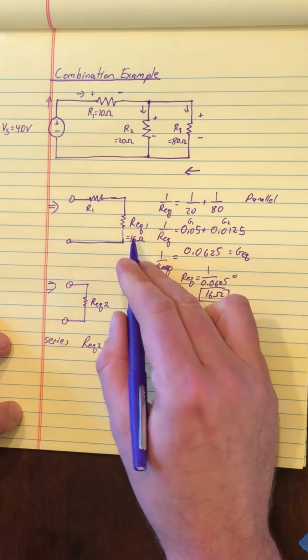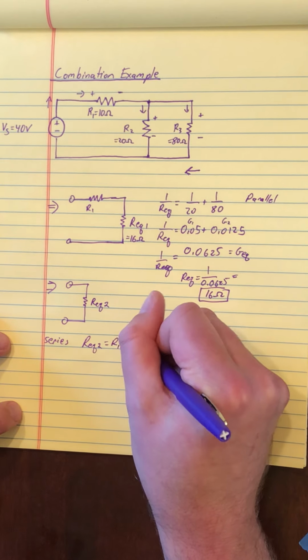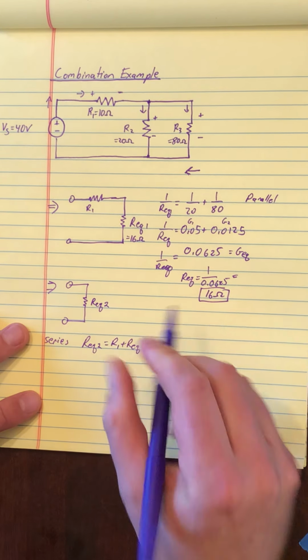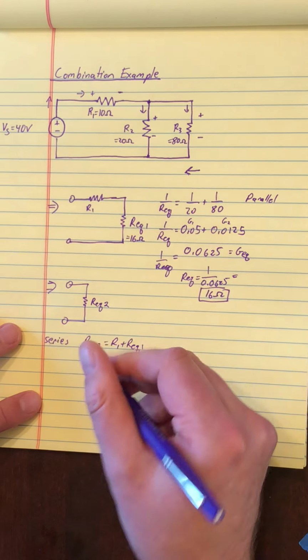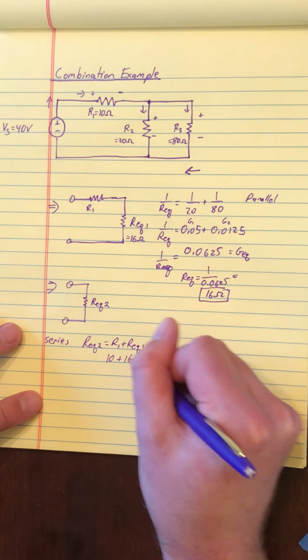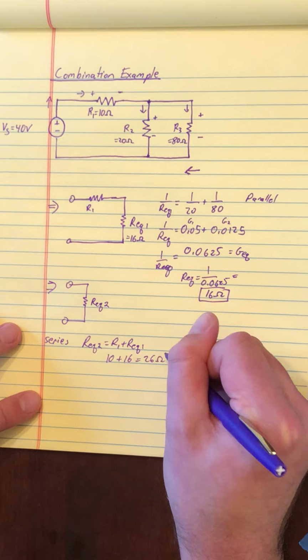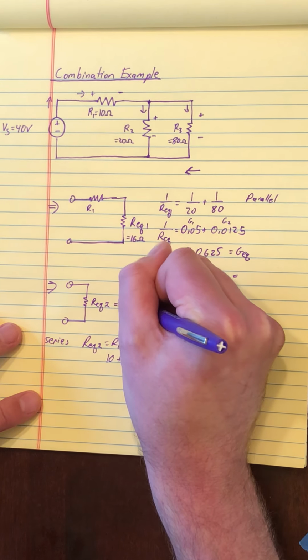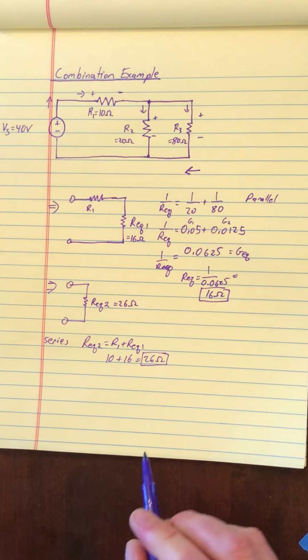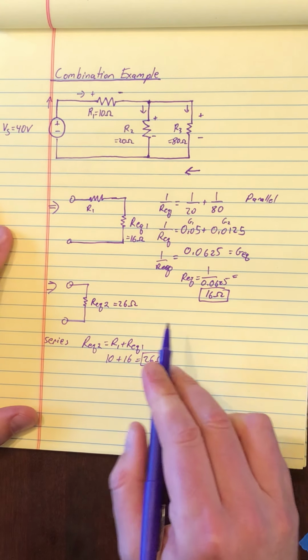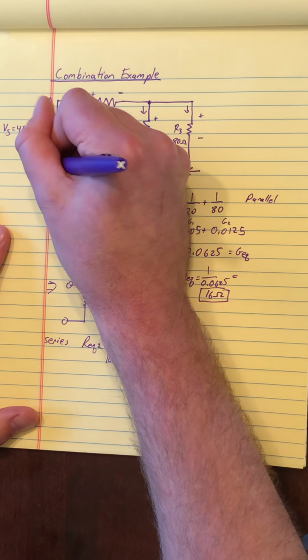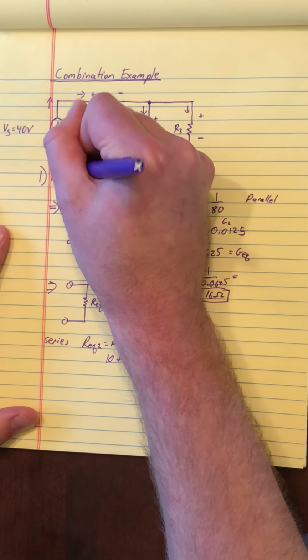REQ2 is going to be R1 plus REQ1, and so we have a value for that. REQ1 is 16, R1 is 10. So we have 10 plus 16, and that gives us 26 ohms. So in that fashion, we found the equivalent resistance to be 26 ohms. So that was part 1, and so I'll just write that right here, finding REQ.